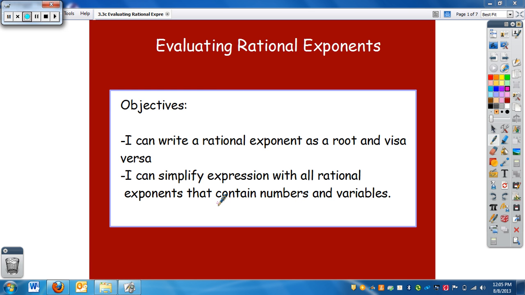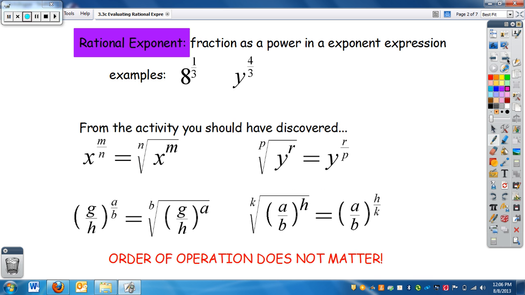So in this video, we're going to look at more on rational exponents and evaluating expressions with variables. You can write a rational expression as a root or vice versa, or you can simplify expressions with rational exponents that contain numbers and variables. Again, remember rational exponents are fractions as powers in the exponent expression, like 8 to the 1/3 or y to the 4/3, and that just means it is a root.